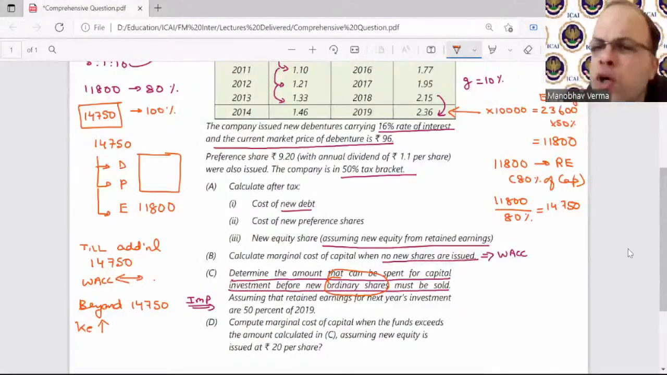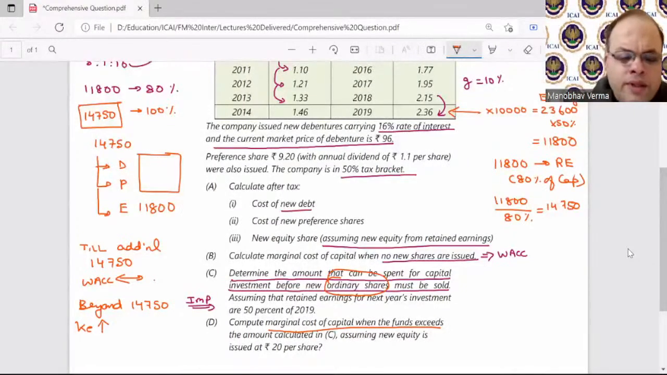Now, guys, let's move on to question number D. Let's talk about question number D. It says compute the marginal cost of capital when the funds exceed the amount calculated in C, assuming the new equity is issued at 20 per share. Didn't I tell you, beyond a point in time? Let me just go back quickly to the presentation for a second.